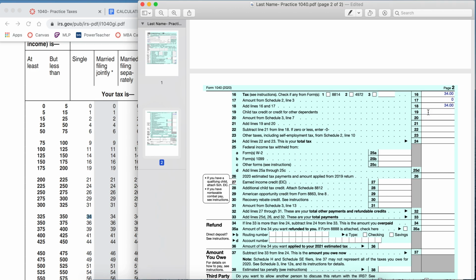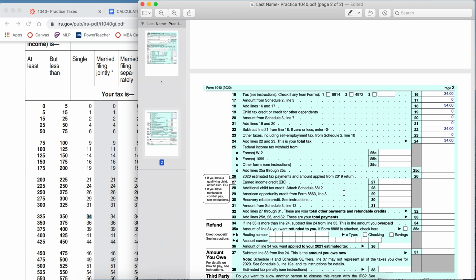Line 19 asks for a child tax credit. We do not have any children. We are not using another schedule. I'm adding 19 and 20 together, which is 0. And then 22 asks us to take 18 minus 21, which is 34. We do not have any other types of taxes like a self-income tax. And then we're going to add 22 and 23 together, which is $34.